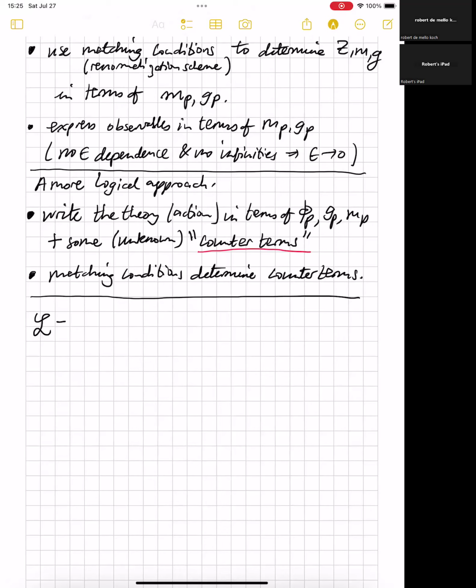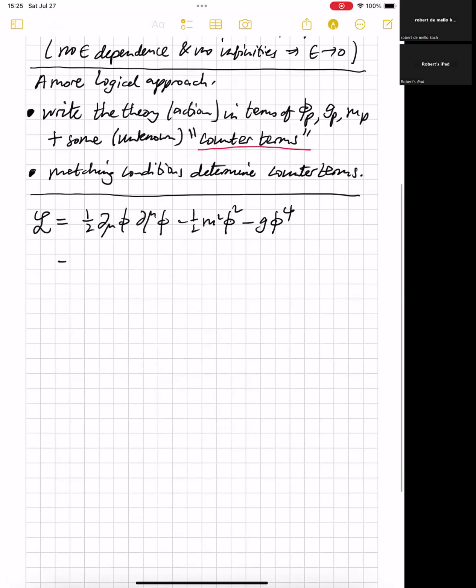Let's take as our starting point for the Lagrangian just 1/2 ∂_μ phi ∂^μ phi. So this is what we wrote down before, minus 1/2 m squared phi squared, again our old term, minus g phi to the 4, again our old term. Let's work a little bit below, because we'll be writing out what the new Lagrangian is as we develop it.